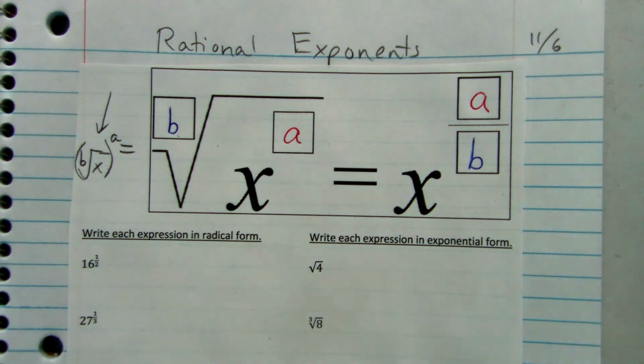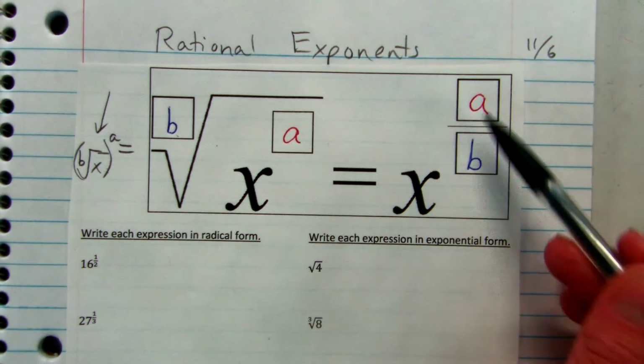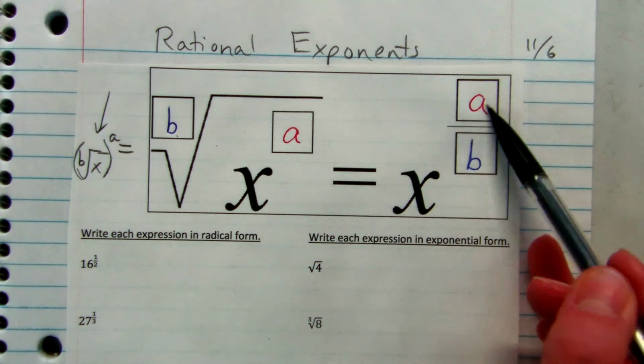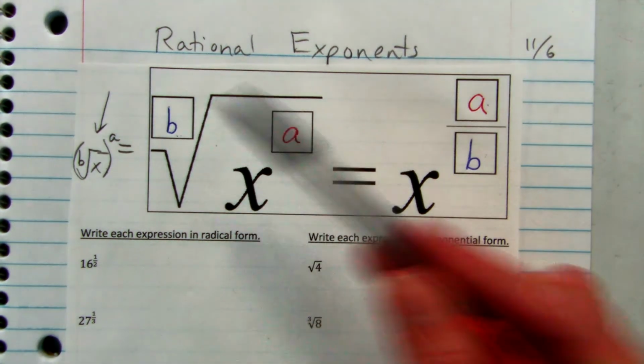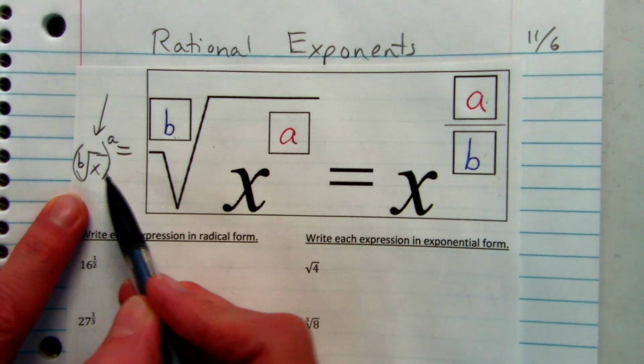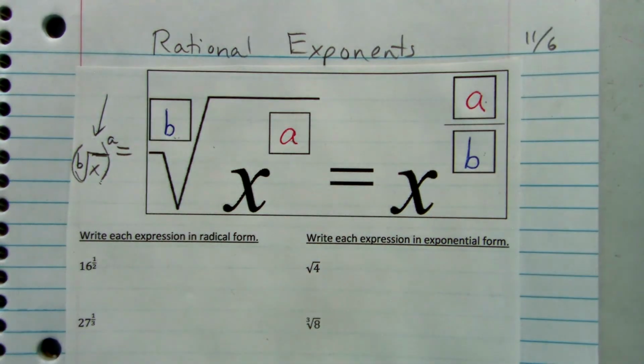All right, so we just started a little bit ago. We were talking about rational exponents. That's when the exponent is a fraction. The top part of the fraction is a power. The bottom part of the fraction is the root. And I rewrote it this way. This is how I'm going to do it in the notes because that's how it shows up on the worksheet.